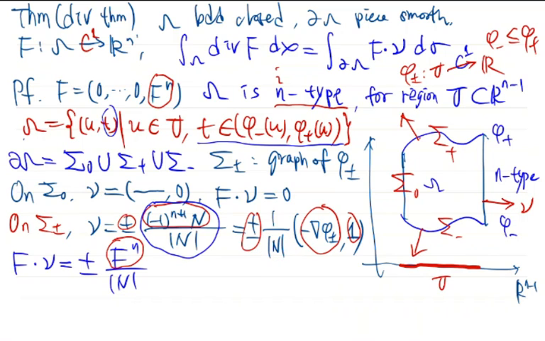So this is the inner product of F and the unit outward normal vector on all parts of the surface, or the boundary of omega, has been determined. Okay, now we are ready to get our divergence theorem.